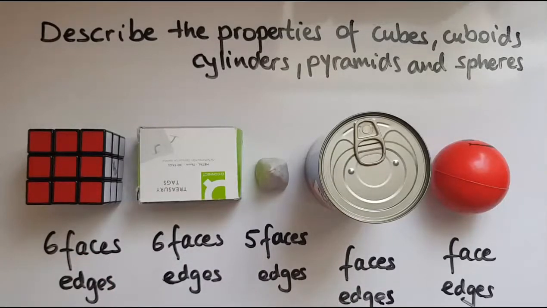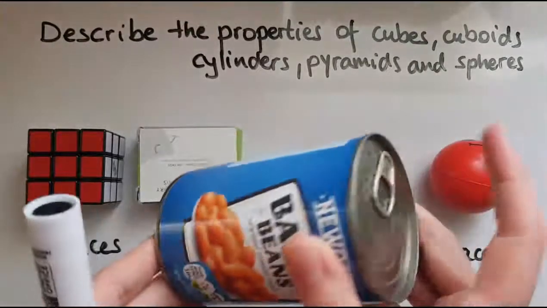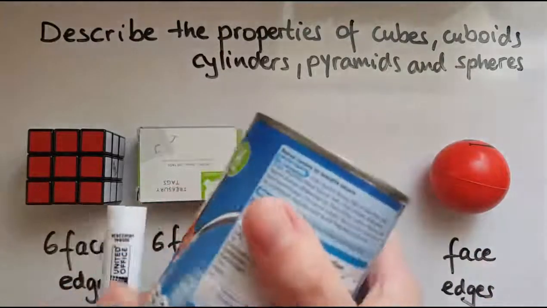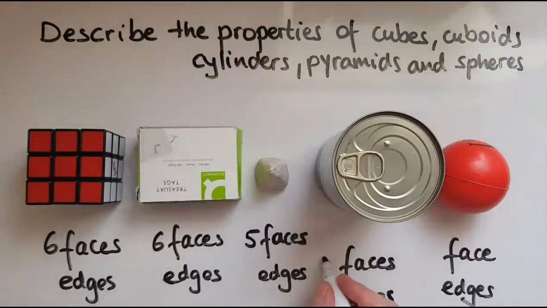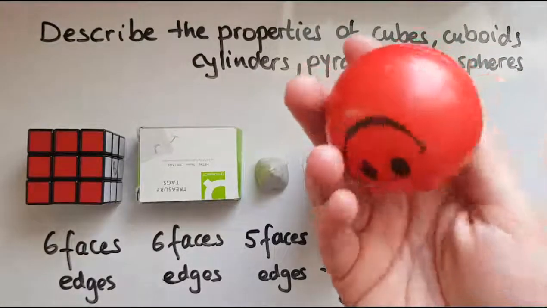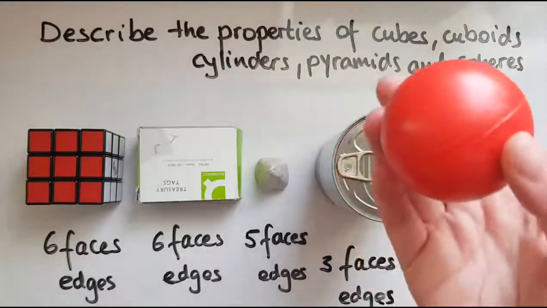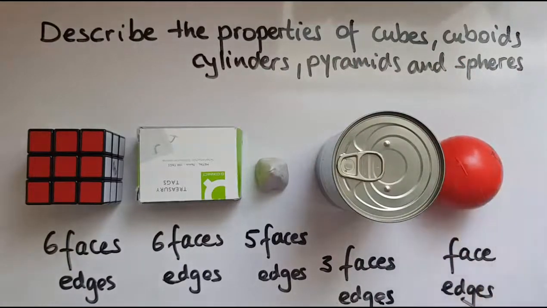What about the cylinder? We can see 2 of them, one at the bottom and one at the top. And there is one that goes around, so there are 3 faces in total. Sphere, one that goes around, continuous throughout for the whole shape, so there is 1 face.